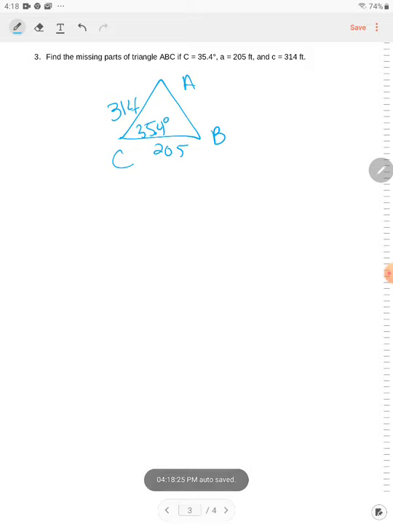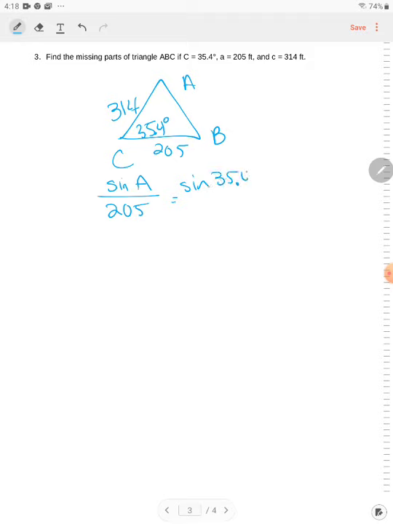Now, let's see what other type of triangles we can have. Find the missing parts of a triangle if C is equal to 35.4 degrees, side a is 205 feet, and side b is 314 feet. Notice C is rounded to one decimal place, so we will round our answers to one decimal place. Let's use the law of sines. Sine of A over 205 is equal to sine of 35.4 over 314. So we're going to solve this.